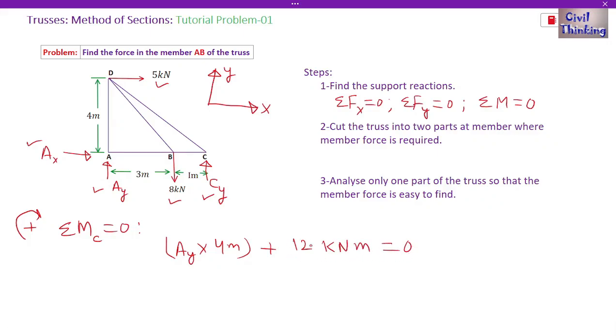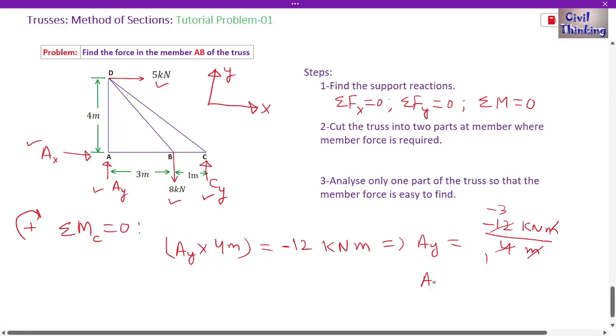Now let us throw this 12 kilonewton to the right side of the equal sign, so it is going to be negative 12. So from here we will find the value of Ay. Ay is going to be negative 12 kilonewton meter divided by 4 meters. Meter and meter will cancel out, and 12 divided by 4 is 3, so Ay is going to be negative 3 kilonewton. So we found the value of Ay here, so let me write it. Ay is negative 3 kilonewton.